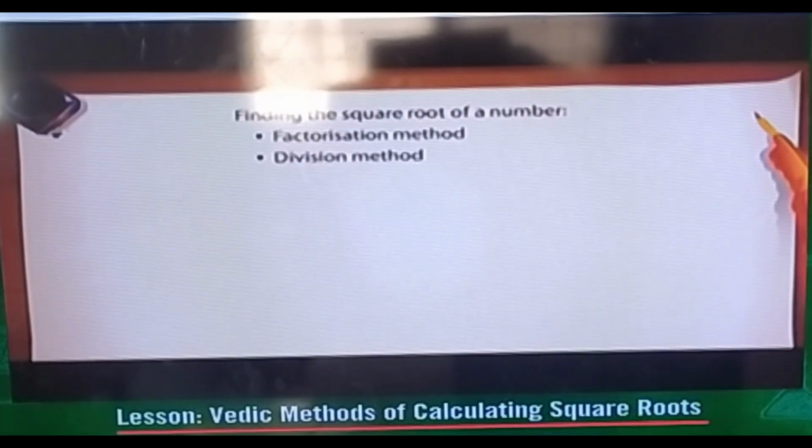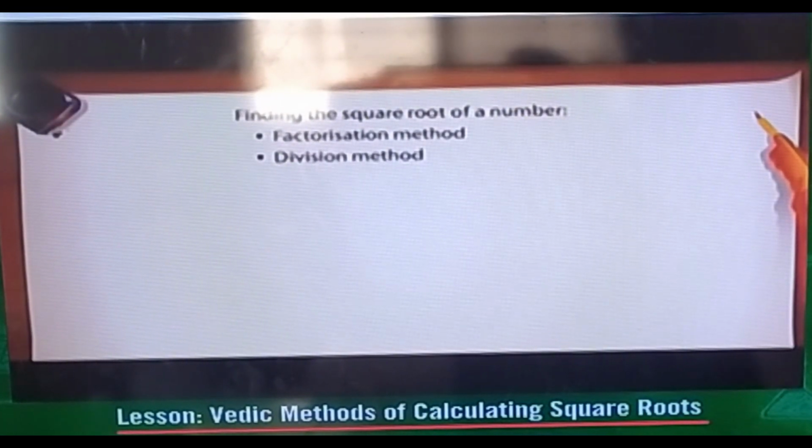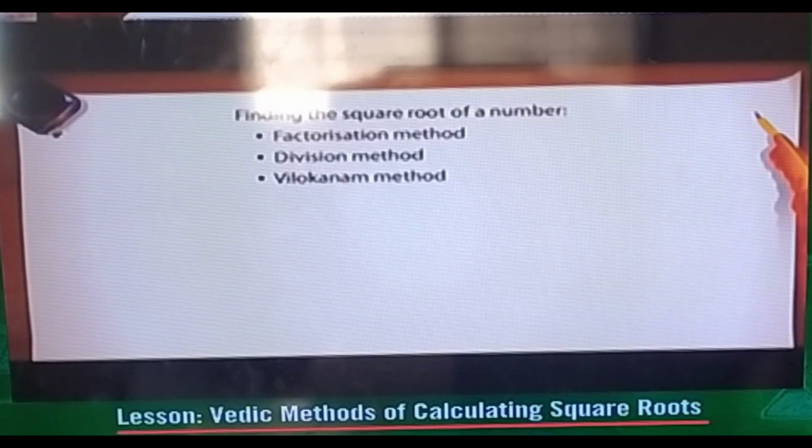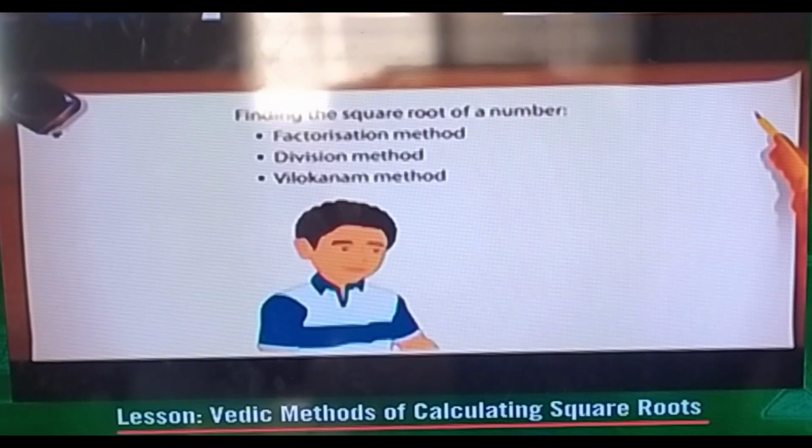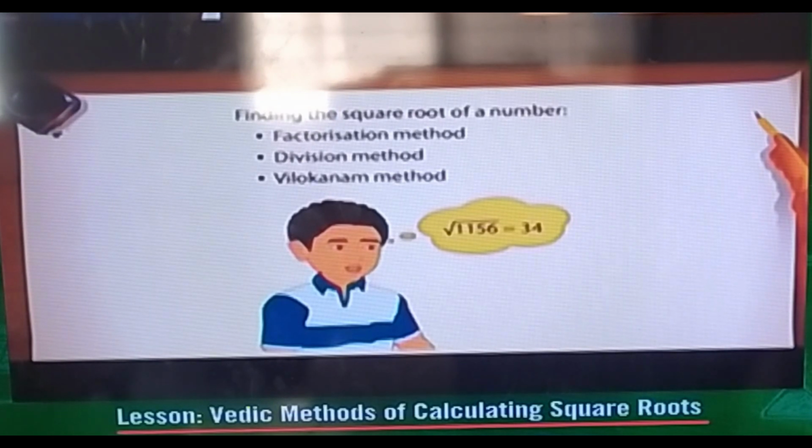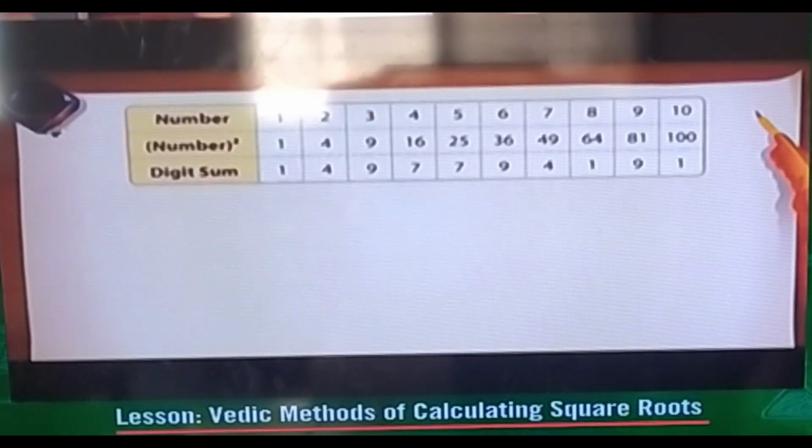We have already seen how to find the square root of a perfect square number by factorization and division methods. Now we will learn a new method. This is the Vilokanam method. Using this method, we can orally calculate the square root of a 4-digit or 5-digit number. However, there are a few things we have to keep in mind.